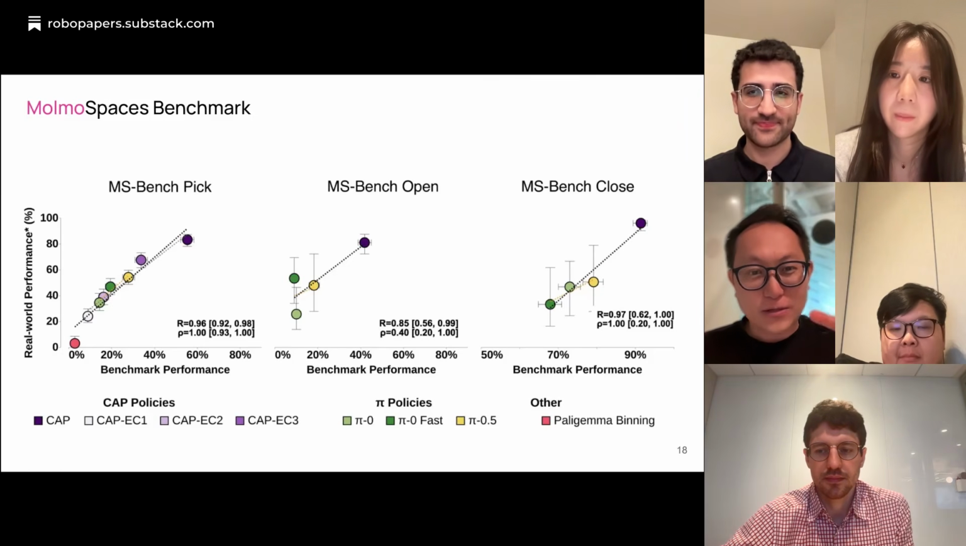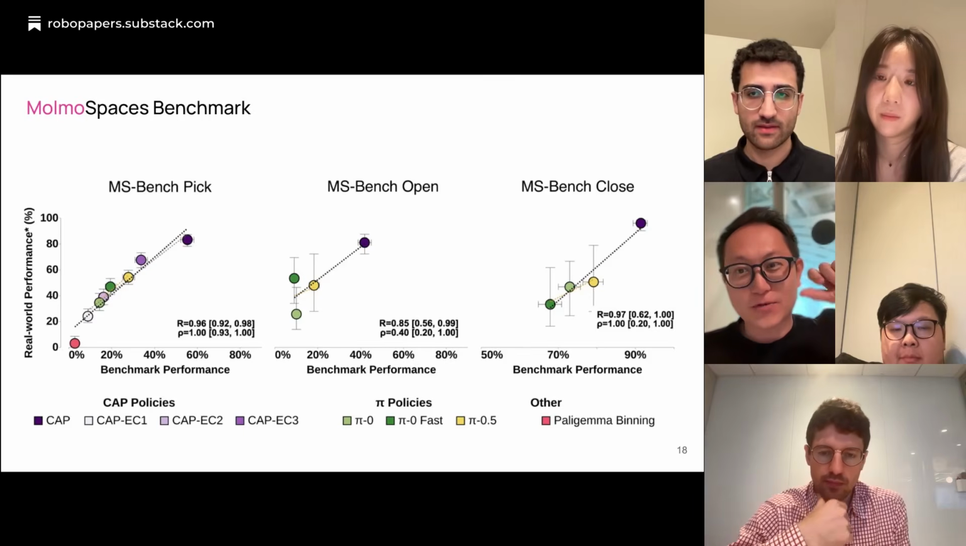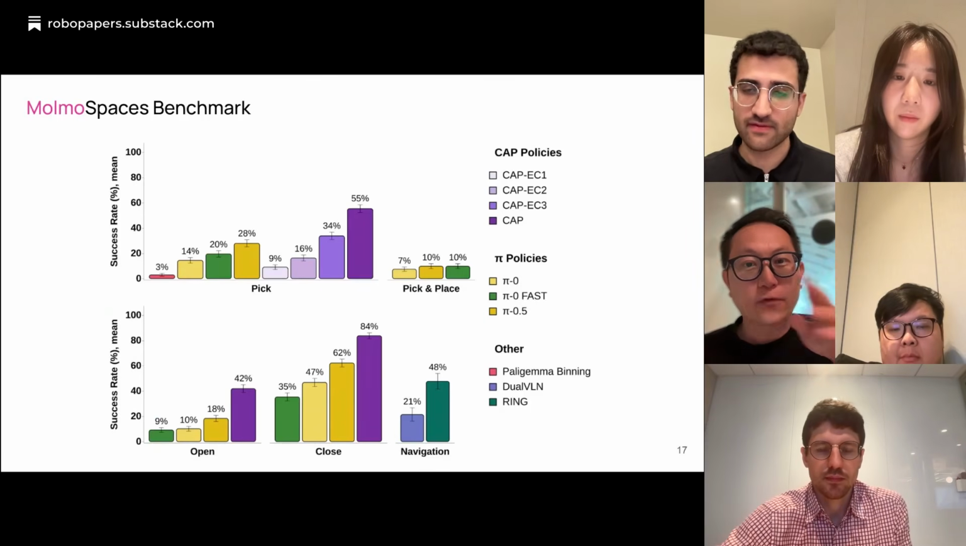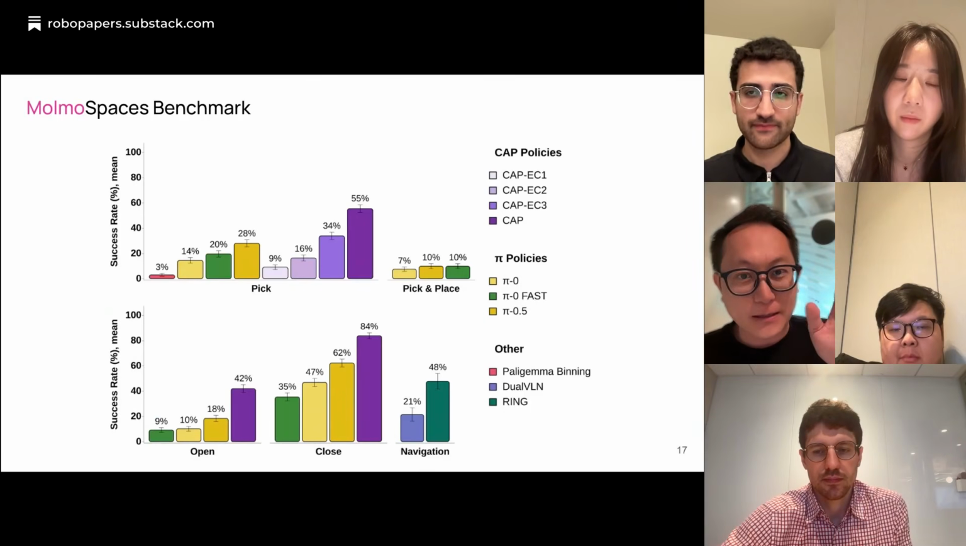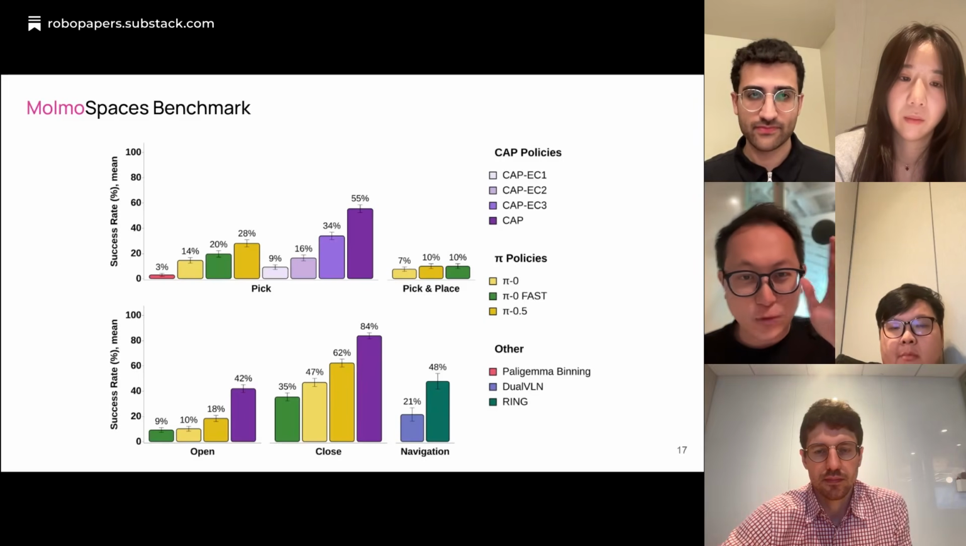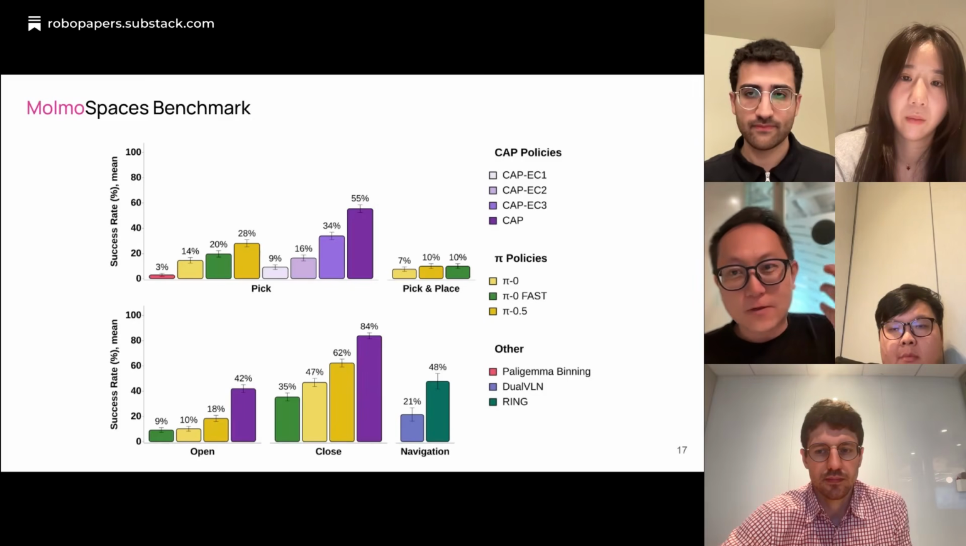I do have a quick question about the earlier slide about the success rate, just on the simulation. For example, when you do pick, you say 28% for Pi 0.5. Can you give a bit more color? Like this 28%, what is in the denominator?